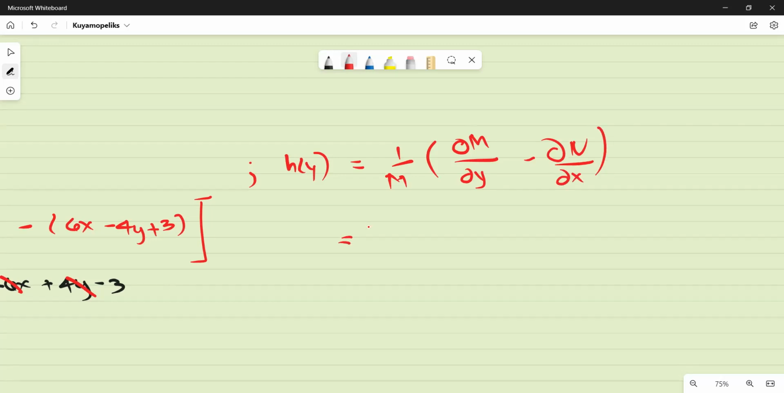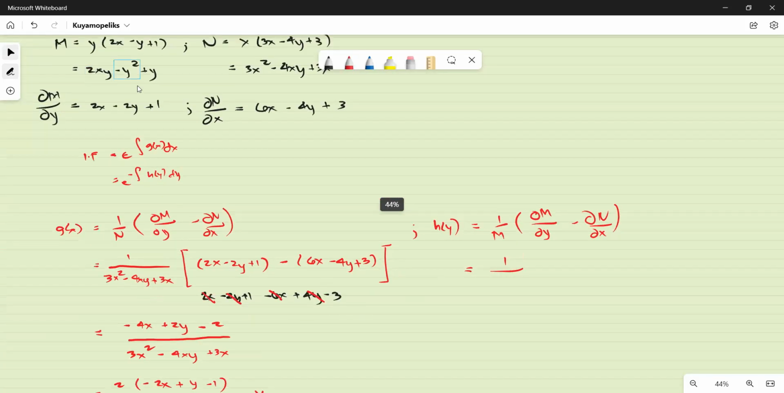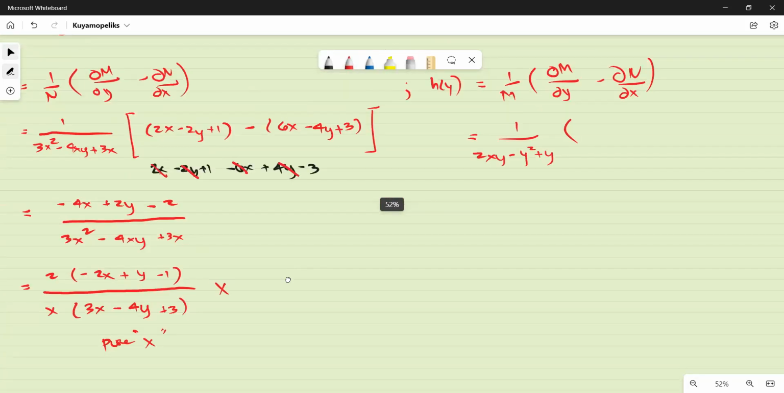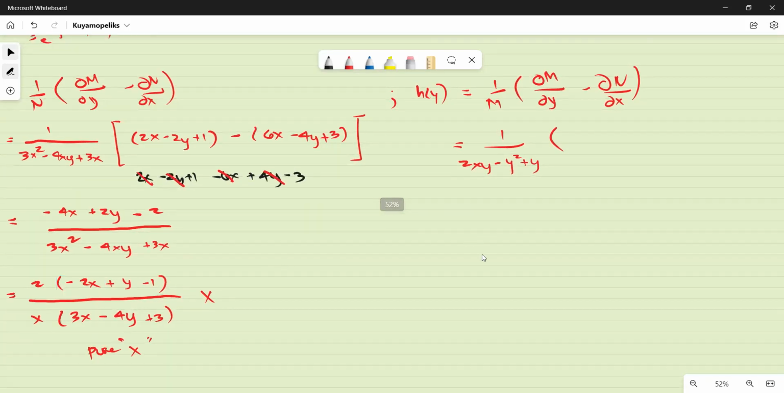Okay? So, again, ano yung 1 over m natin? Ang m natin ay 2xy minus y squared plus y. Tapos, yung nakuha natin kanina na difference is i-recycle na lang natin. Kasi nakuha naman natin. That is negative 4x plus 2y minus 2. Ayan, no? Ni-recycle lang natin, kasi nasolve naman na natin.